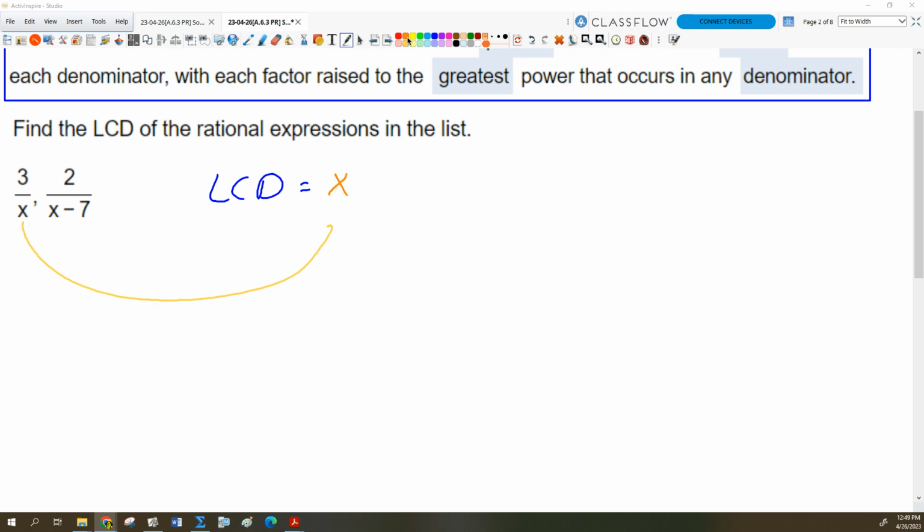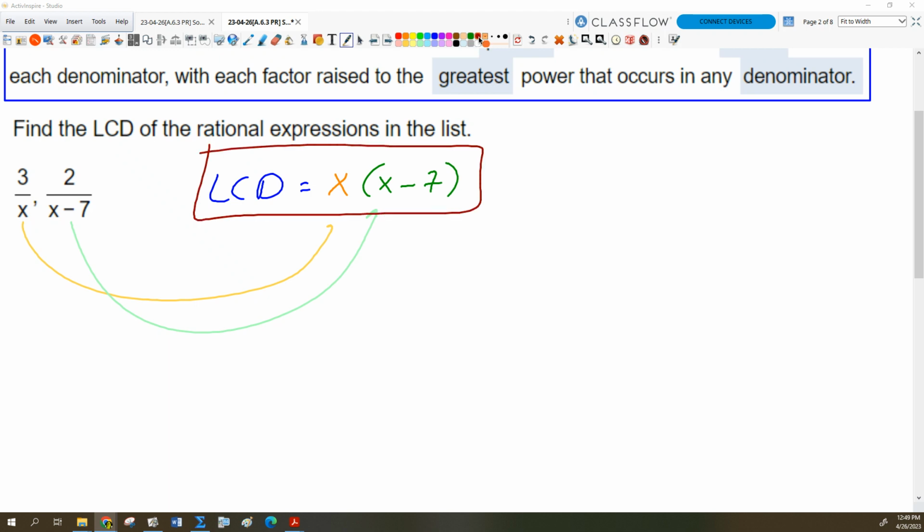What's the only factor that shows up in the second denominator? X minus 7. And that's a new one. That didn't show up in the first one, right? So we've got to multiply by that as well. So our least common denominator would just be X times X minus 7. That's it, right? It's going to be the shortest product of factors that includes each factor from each denominator. Okay, let's do another one.